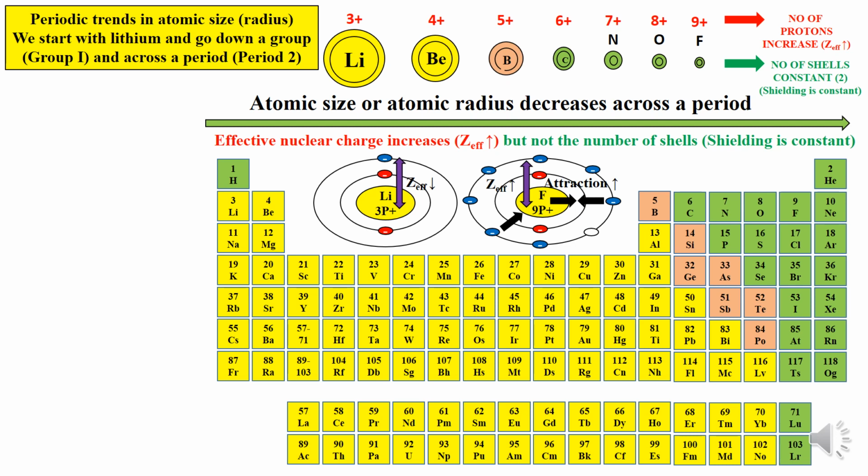So in case of the fluorine atom, the nucleus contains 9 protons. The magnitude of charge is nearly 3 times as compared to the lithium atom. So the electrostatic force of attraction of the 9 positively charged protons towards the electrons in the outermost shell increases, and as a result, it pulls the outermost electrons closer to the nucleus, and the end result is a decrease in size of the fluorine atom.